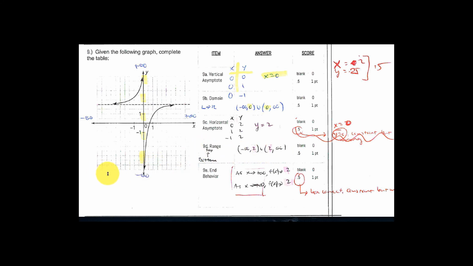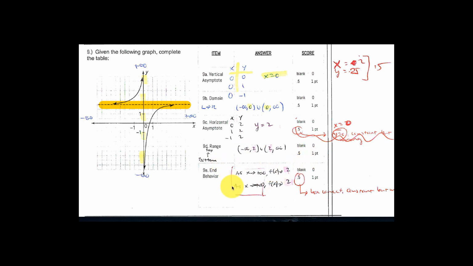The range is going from the bottom to the very top, and you have a part of the graph here because there's the arrow. So you have something, and then the graph stops here on this dotted line, which is your horizontal asymptote, and then continues again above it. So -infinity to 2, and then 2 to infinity right there. Again, if you miss that number there, then I gave you 0.5.